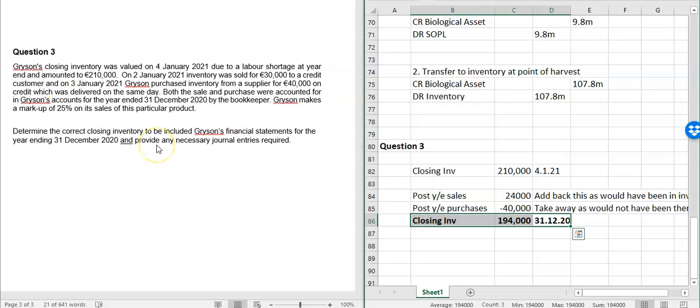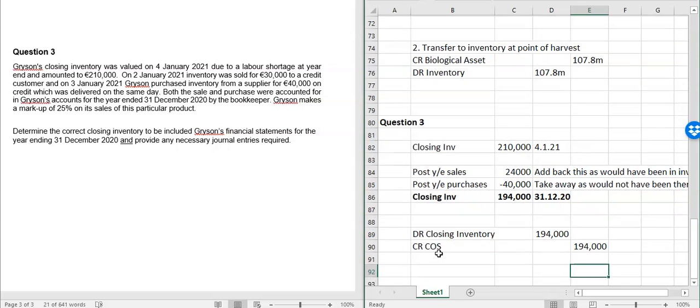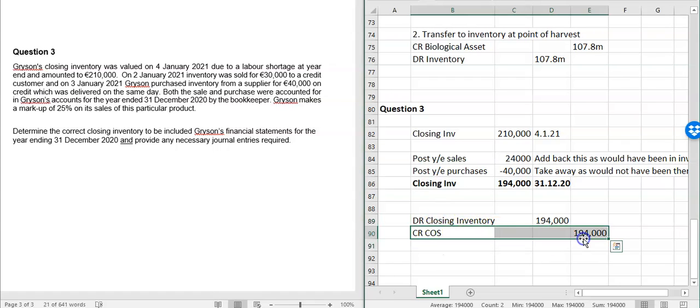The journal entries: there are a couple of journal entries here. The first journal entry is to recognize inventory. Debit closing inventory at the year end adjustment, credit cost of sales, 194,000. So you always bring in inventory at the year end. You debit closing inventory, which is a current asset in the statement of financial position, and you reduce your cost of sales, which is a credit to the cost of sales.